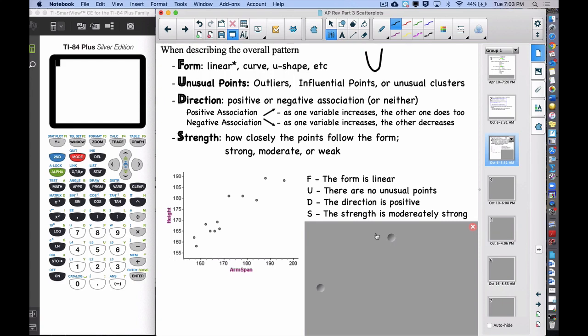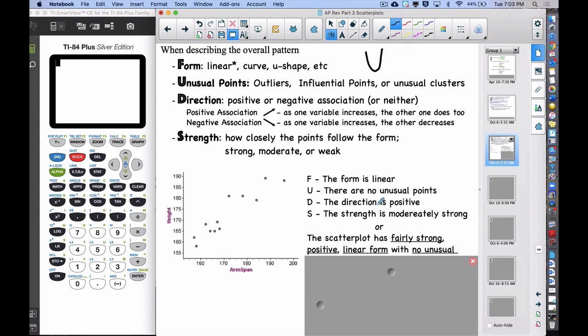With FUDs, as long as you address all these things, you can be a little bit more succinct if you want. If we said the scatter plot has fairly strong, there's my strength, positive, there's my direction, linear form, there's my form, with no unusual points, then I've still hit all four things, but I'm doing it in one sentence. If you prefer that or that works better for you, by all means, go ahead.